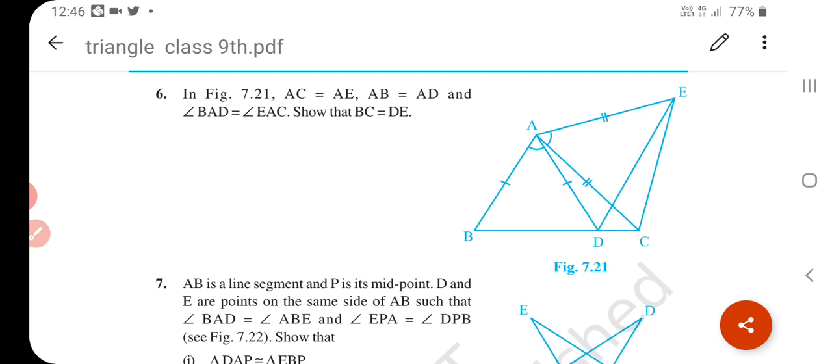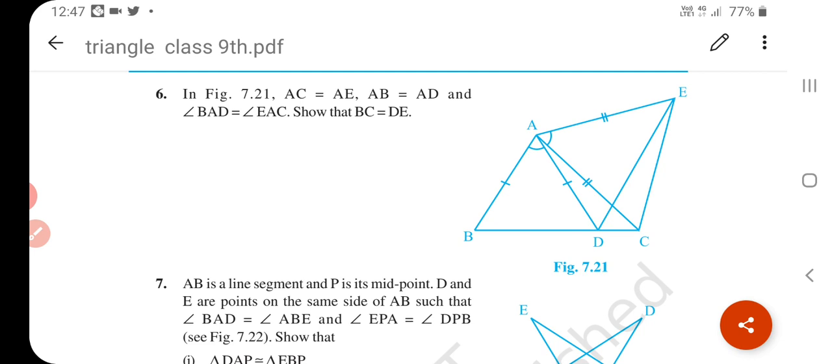What will we do? First we will show that triangle ABC is congruent to triangle ADE by using the SAS rule. And then use CPCT to show the given result. It's given AC is equal to AE and AB is equal to AD is given, and this angle BAD is equal to EAC. We have to prove BC is equal to DE.